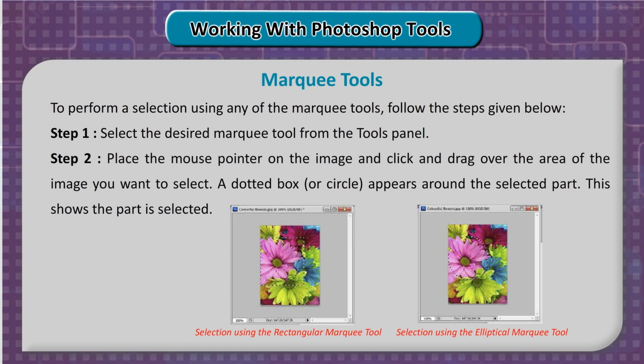To perform a selection using any of the marquee tools, follow the steps given below. Step 1. Select the desired marquee tool from the Tools panel. Step 2. Place the mouse pointer on the image and click and drag over the area of the image you want to select. A dotted box, or circle, appears around the selected part. This shows the part is selected. Selection using the rectangular marquee tool. Selection using the elliptical marquee tool.